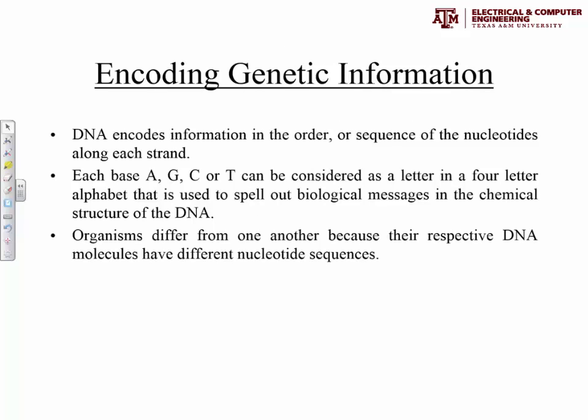So DNA encodes information in the order or sequence of the nucleotides along each strand. Each base A, G, C, or T can be considered as a letter in a 4-letter alphabet that is used to spell out biological messages in the chemical structure of the DNA. Organisms differ from one another because their respective DNA molecules have different nucleotide sequences. If you look at a human cell, there are 3 billion of those letters.